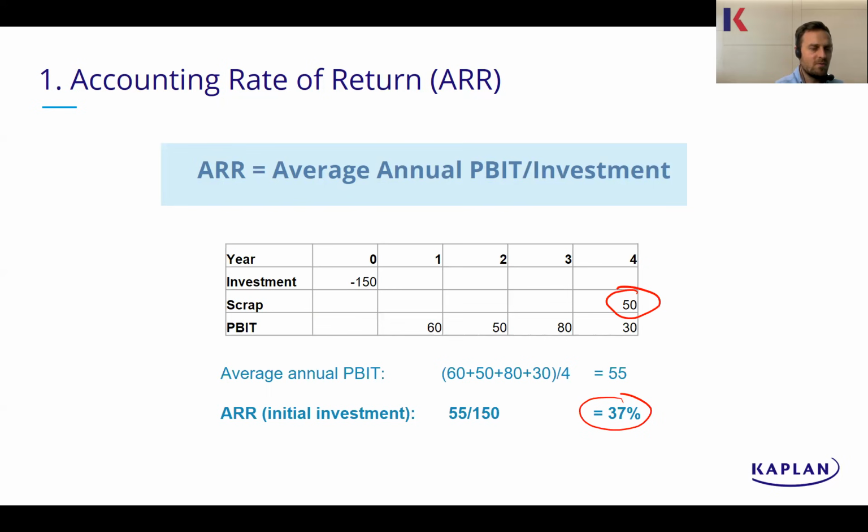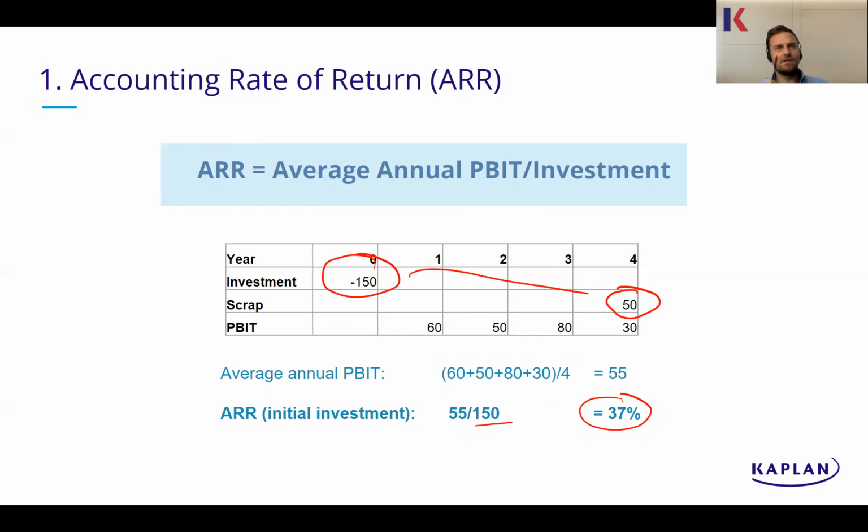Do you remember we said that we were going to sell it for 50 after 4 years? We haven't thought about that yet. We haven't brought that into it. So what you can do, instead of using the initial investment on the bottom of this formula, you can take the average. So what you do is you take the average of what you paid for it and what you sell it for. So we buy this thing for 150, but then at the end we sell it for 50. So it's only really cost us 100, isn't it?